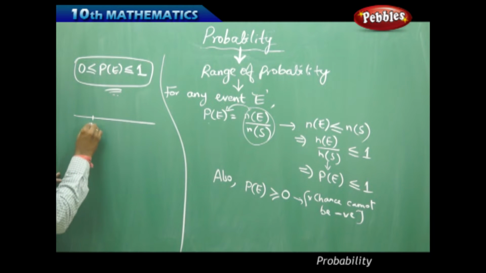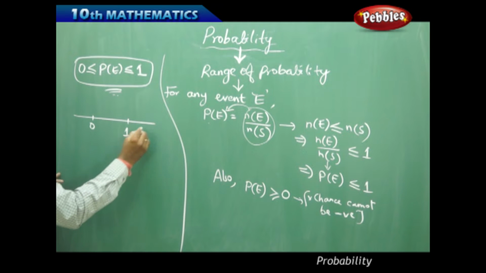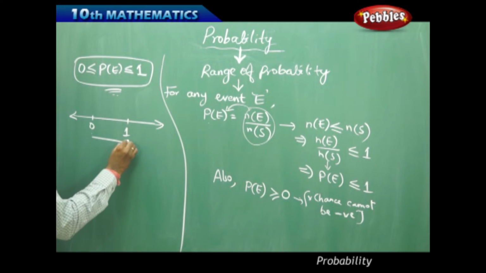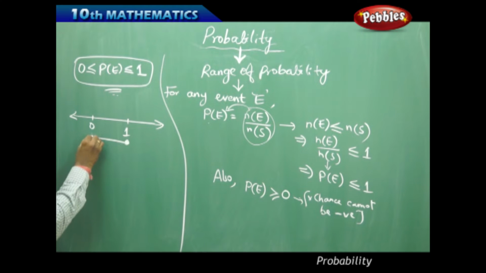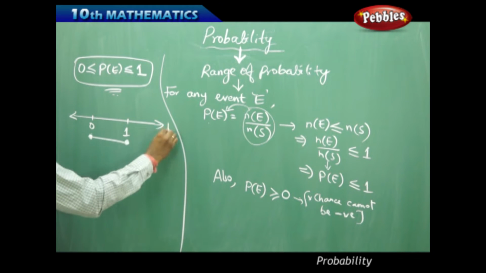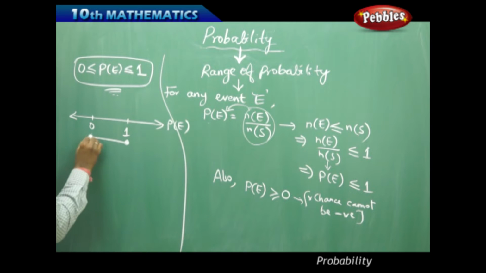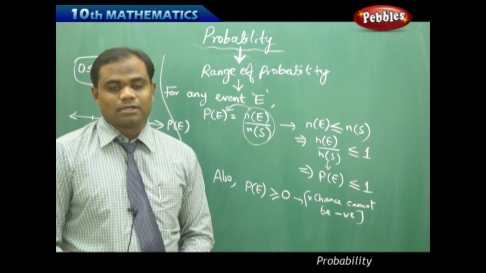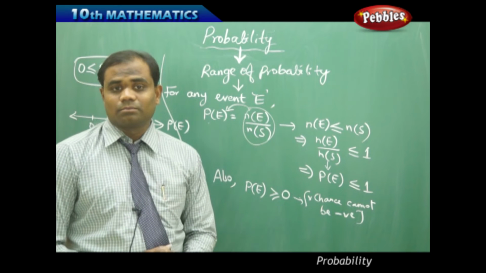Therefore, if I take it on the number line, I have the probability which lies between this, including 0 and 1. So probability of E always lies between 0 and 1, inclusive. It doesn't lie outside of 0 and 1, less than 0 or greater than 1, is how we understand the range of probability.